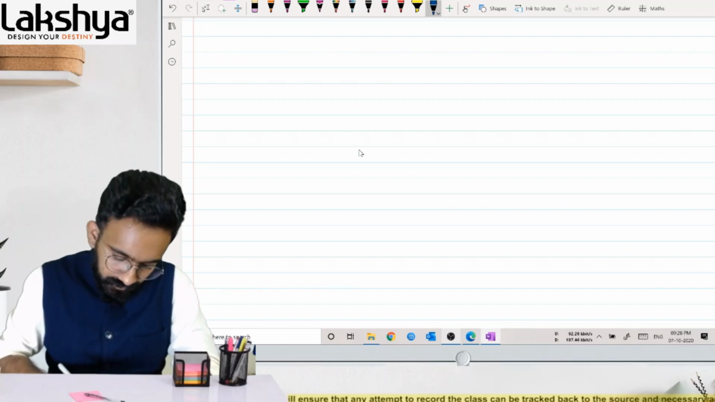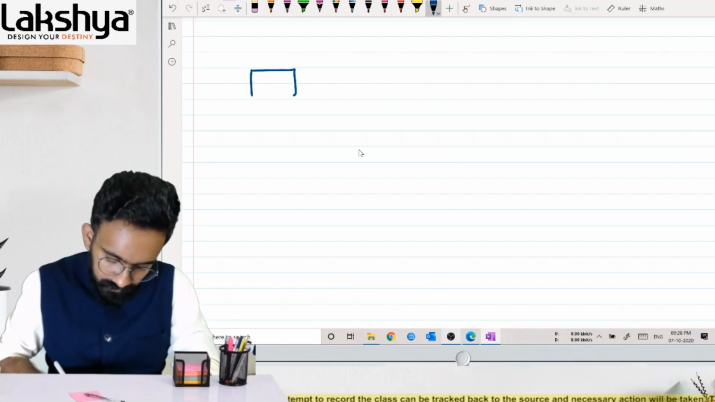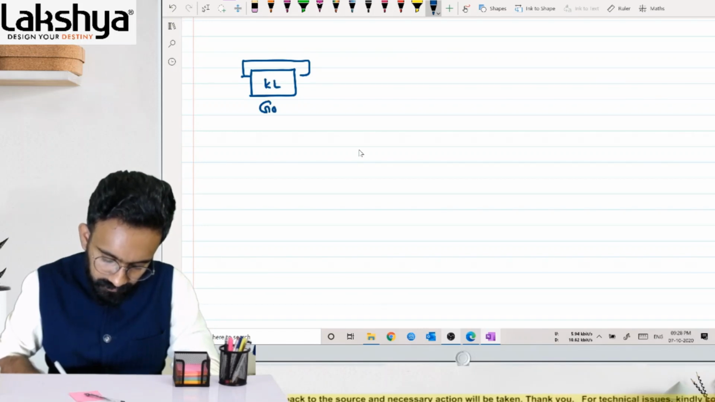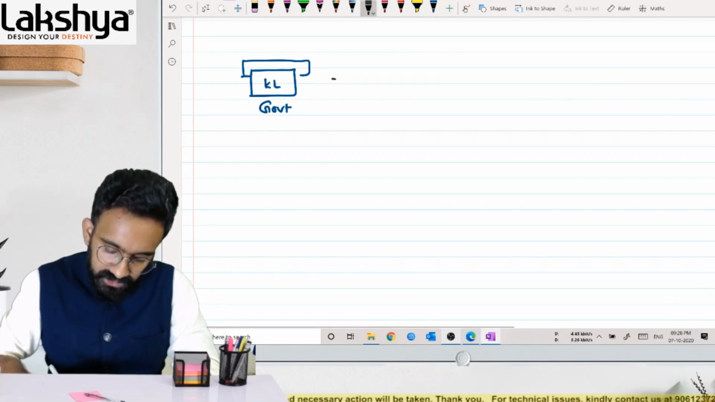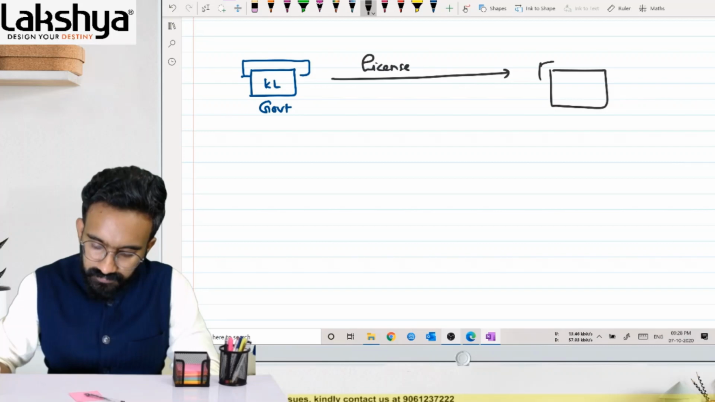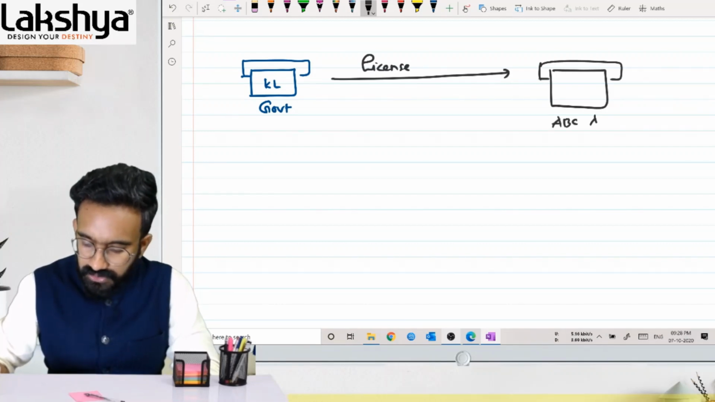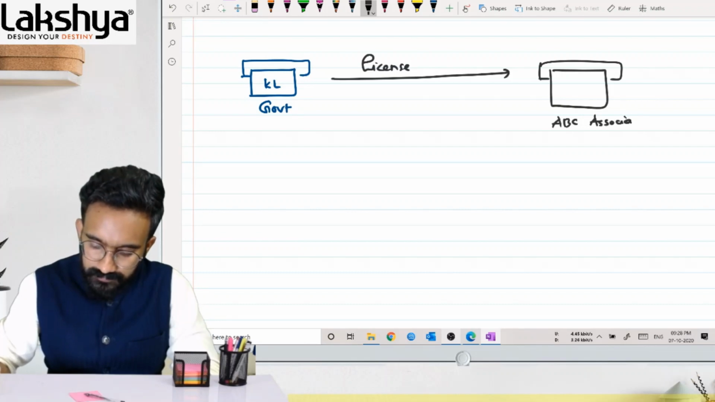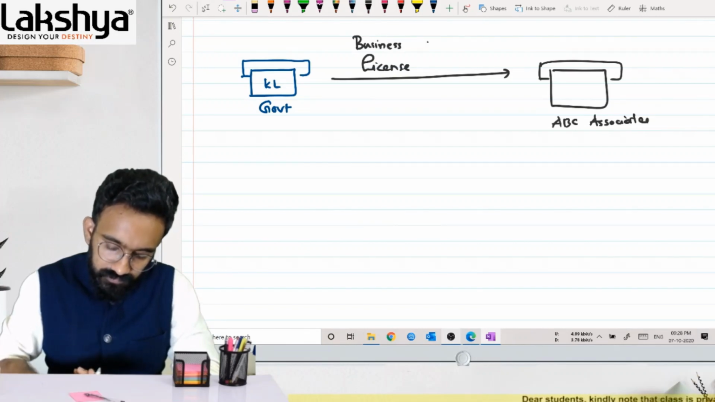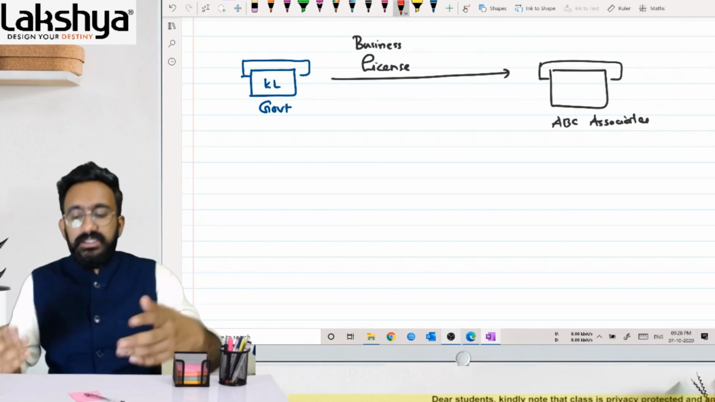Say, this is the Kerala government. They have given a license to a business entity. Suppose this is ABC Associates. They have given a business license. Okay, some kind of mining they're doing.